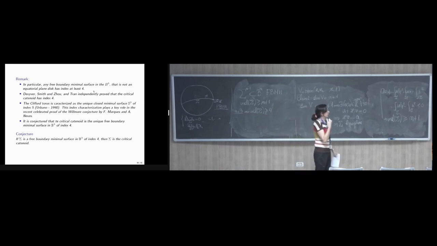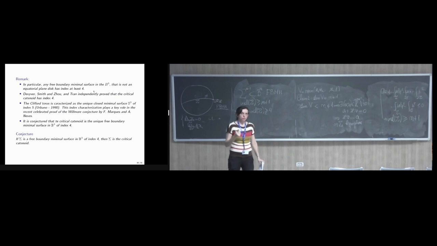And what can I ask? I can ask if the conjecture here that I show for you is that the critical catenoid is the only free boundary minimal surface in the Euclidean three-ball that has index 4. This is a conjecture, so you have another open problem here. If you have sigma, a free boundary minimal surface in the ball with index 4, then this surface is a critical catenoid. This is a conjecture, right?